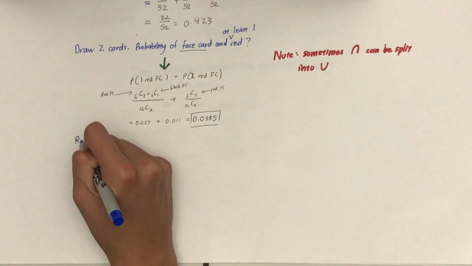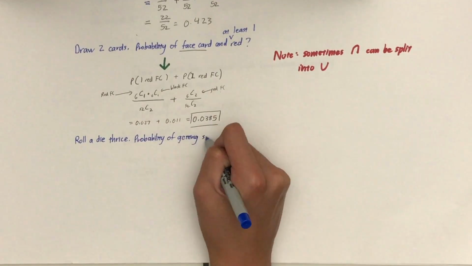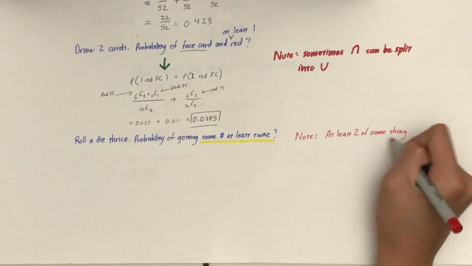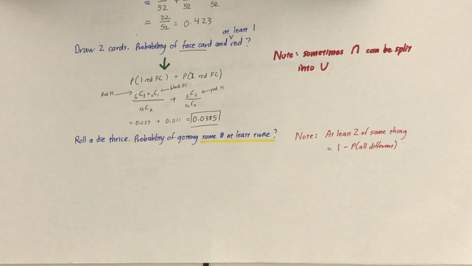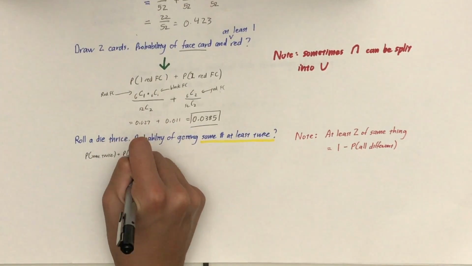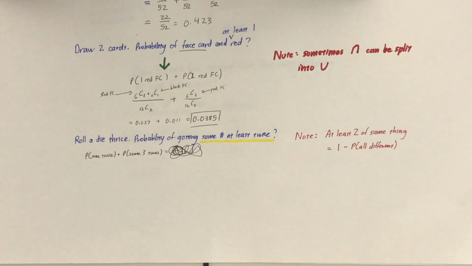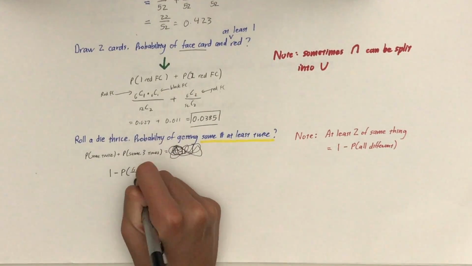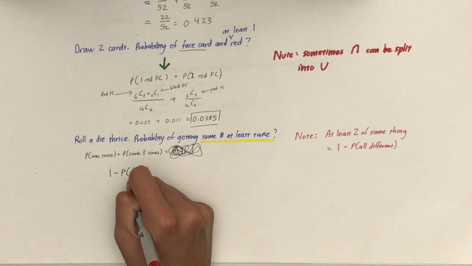Let's say that we roll a die 3 times, and we want to find the probability of getting the same number at least twice. Pro tip: if you want to find the probability of getting the same something at least twice, that's the same as finding 1 minus the probability of getting them all different. And if we try to do what we did earlier, where we add exactly 2 plus exactly 3, it doesn't work out very well, so this is just easier. So we do 1 minus the probability that they're all different.